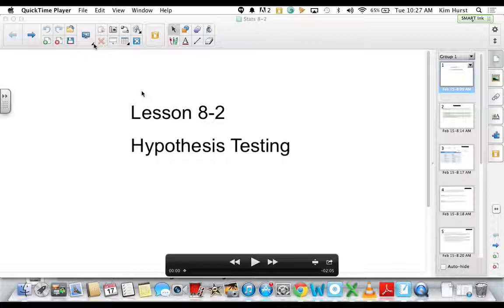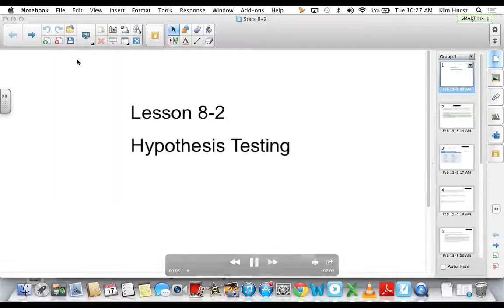Last unit we were talking about... sorry, I just totally lost my train of thought.